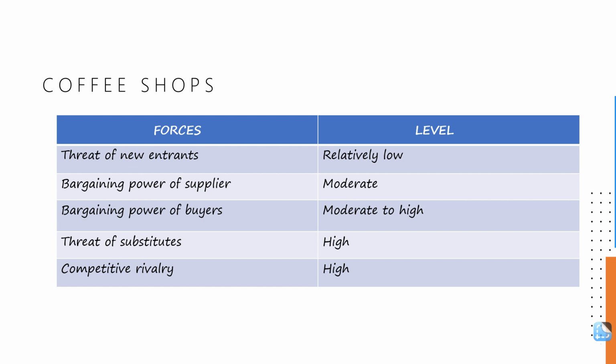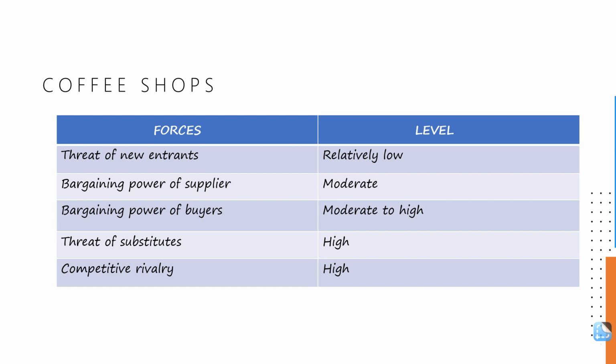Okay. Then bargaining power of suppliers. How much power do suppliers have to influence price and terms? In the context of a coffee shop, the bargaining power of suppliers is moderate. There are many coffee bean suppliers, right? But the quality and price can vary. A large coffee chain might have more leverage to negotiate lower prices with suppliers.